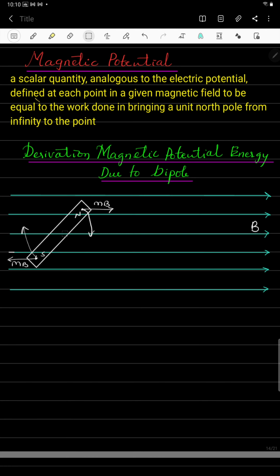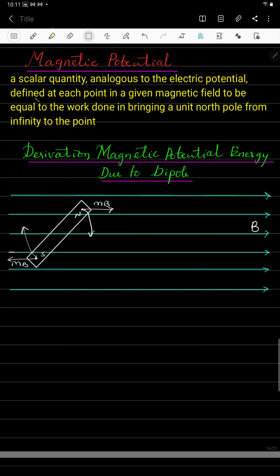Let us take one bar magnet, and that bar magnet is placed in a uniform magnetic field. So if you place it in the uniform magnetic field, what will happen? That bar magnet is considered as a normal material. If you place that normal material into the magnetic field, it possesses some amount of energy, and that energy is called magnetic potential energy.